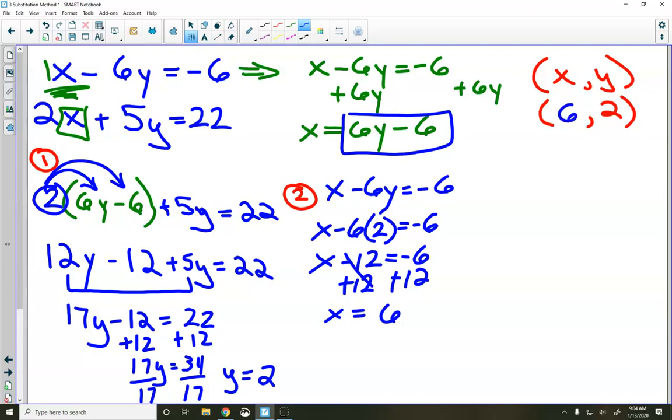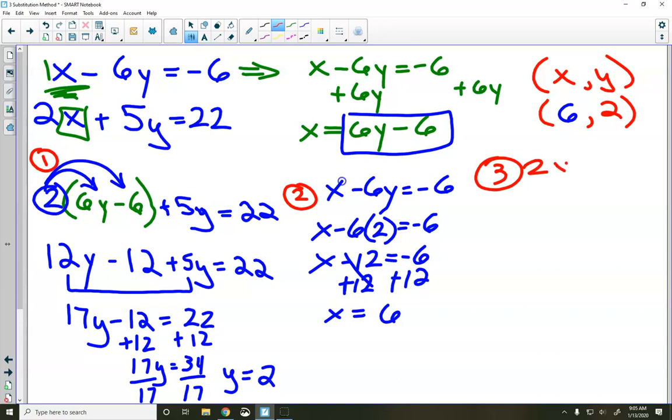Now it does matter though. We could have used the top or the bottom for part 2. For part 3, you have to use the opposite. Because we used the top equation, we're now going to use the bottom one to do our check. If we use the bottom one, we then have to use the top to do our check.